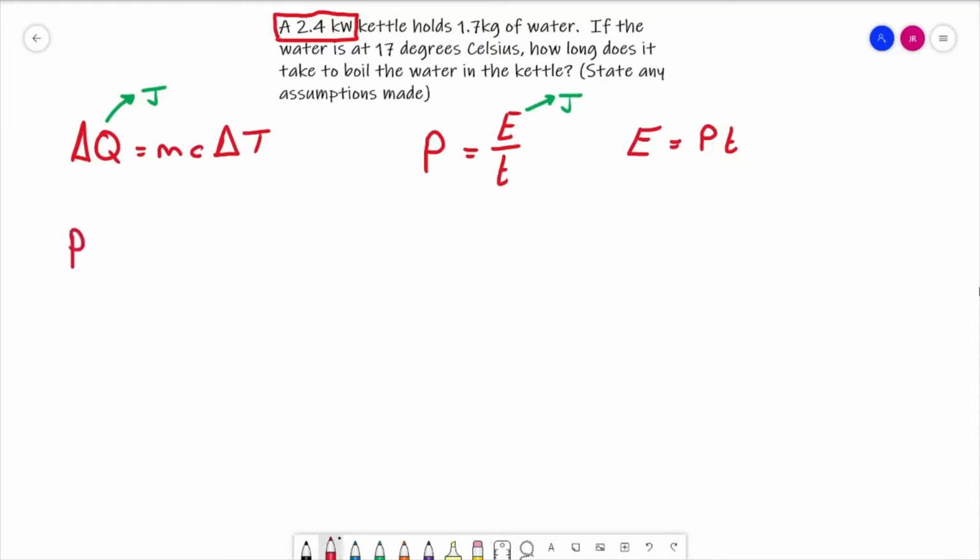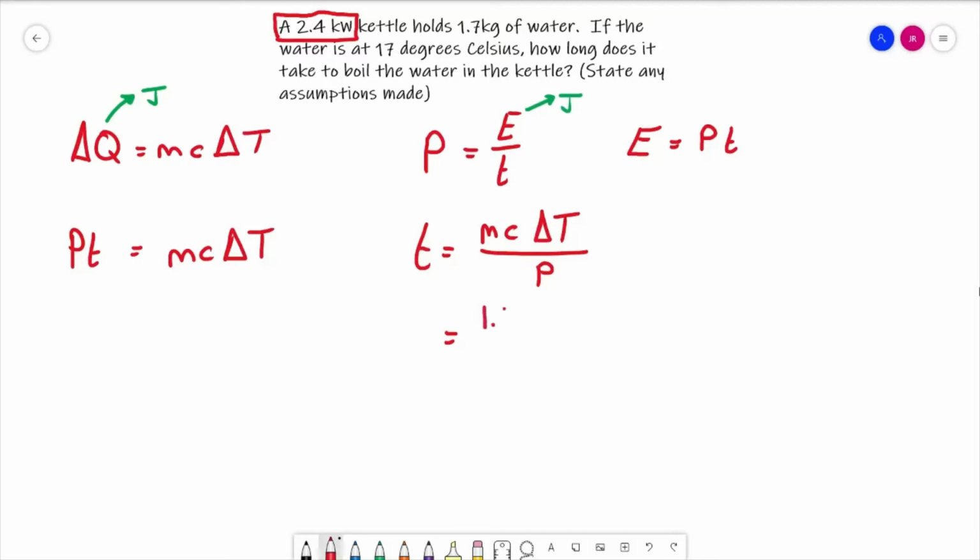So P times T is equal to mc delta T, and as I said, don't get your T's mixed up here. Little t for time, capital T for temperature, and obviously then we're just going to divide both sides by power, and we get time is equal to mc delta T divided by P. At this point then we can start to plug in some numbers.